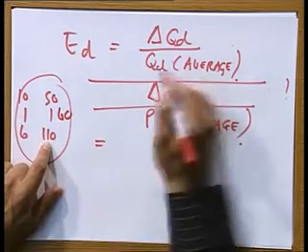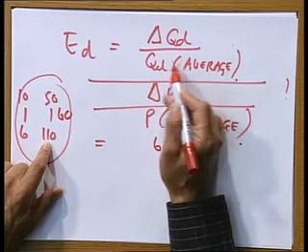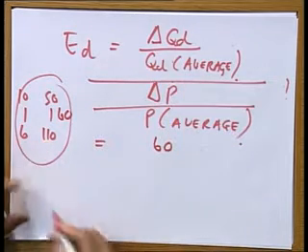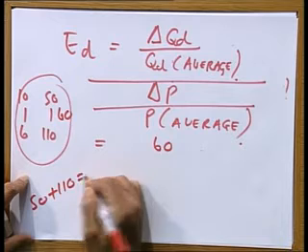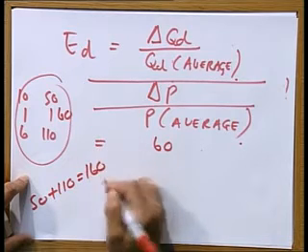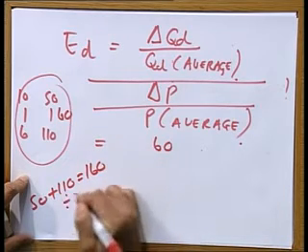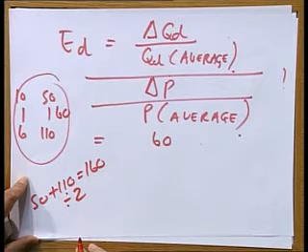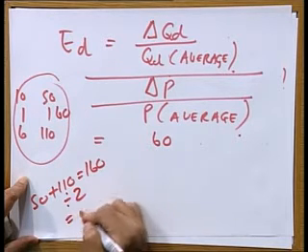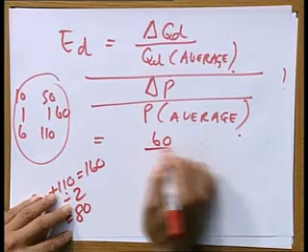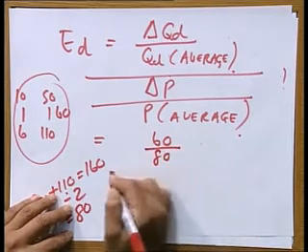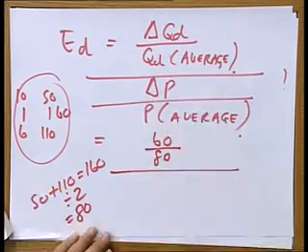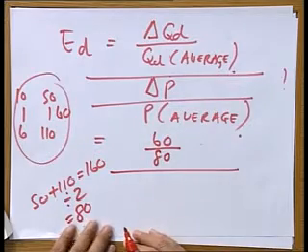What is the average quantity? What is the denominator here? It is 50 plus 110. That gives you 160 divided by 2 to get the average. So what is the average quantity? The average quantity is 80. 160 divided by 2 is 80. So your denominator is 80, right? So that is below the line of the fraction.